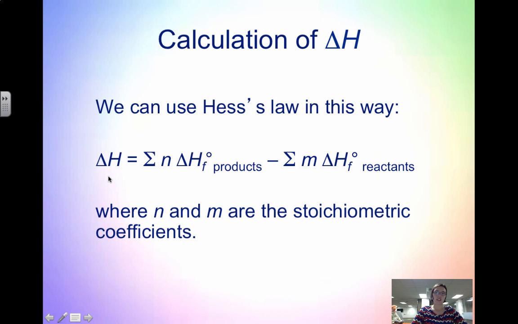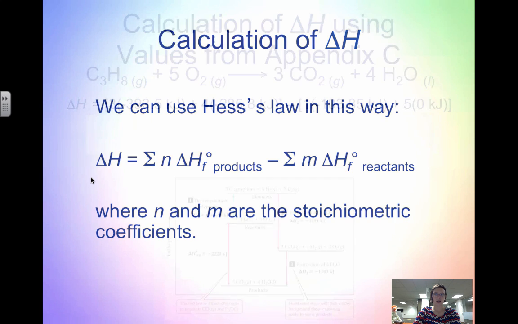So if we want to calculate delta H of reaction, what we can do by looking at heat of formation is take the sum, okay, this sigma means sum of. So we can take the sum of the heat of formation of products. Okay, this N is the coefficient. So we'll look at this when we actually look at the calculation. So we take the sum of the heat of formation of products minus the sum of the heat of formation of reactants, and that allows us to calculate delta H.